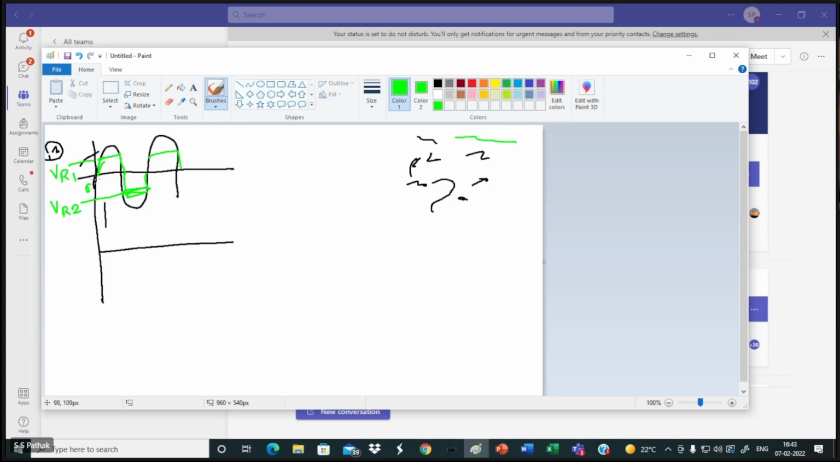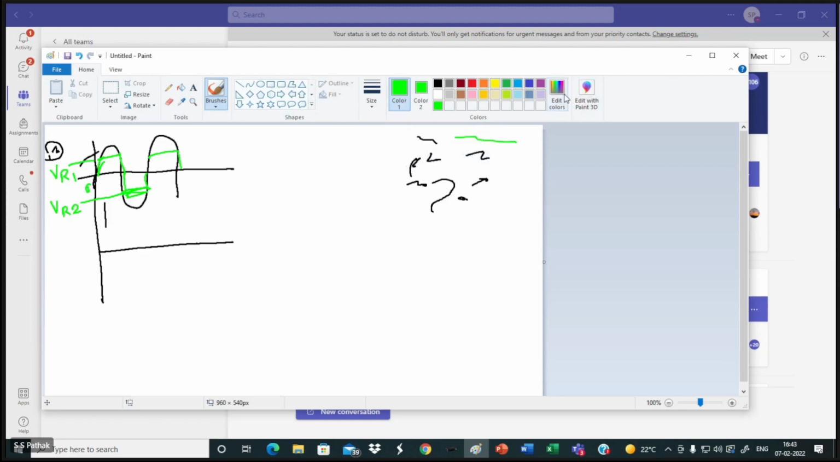VR1 is positive, VR2 is also positive, but VR1 is greater than VR2. The lower portion clipped is VR2, the upper portion clipped is VR1. That is what I am going to get a circuit for.